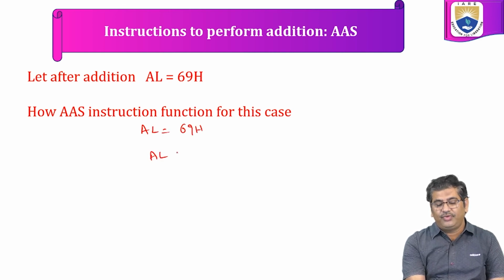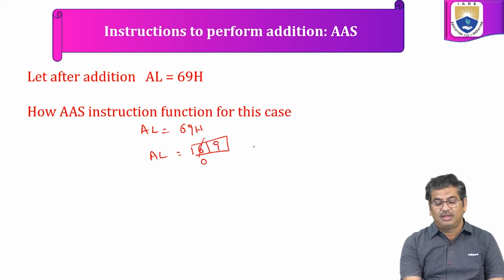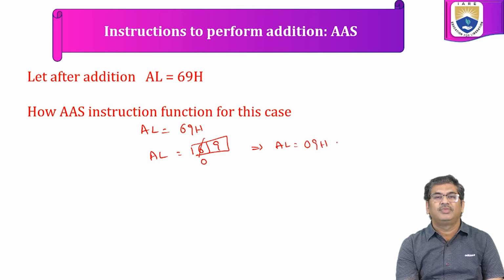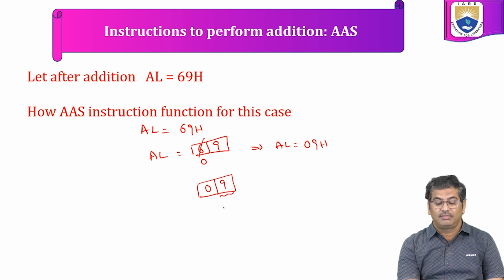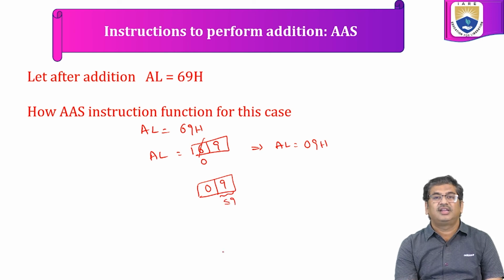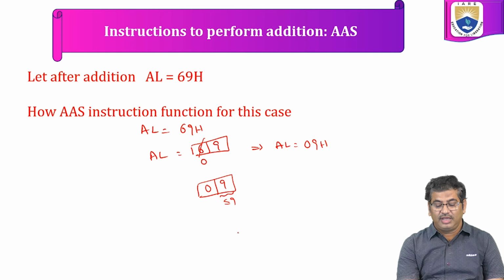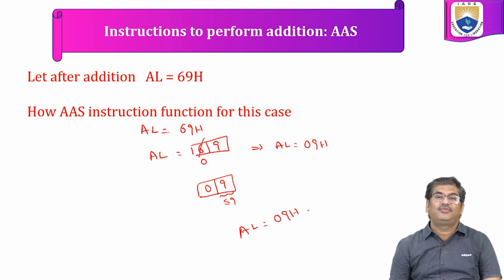First step, we have to clear the upper nibble. In this case 6 will be cleared. Now after this the AL register content is equivalent to 09H. Then examine the lower nibble. As it is a valid BCD number, as it is less than or equivalent to 9, don't alter the AL register contents. So you'll get the result as 09H after the AAS instruction.